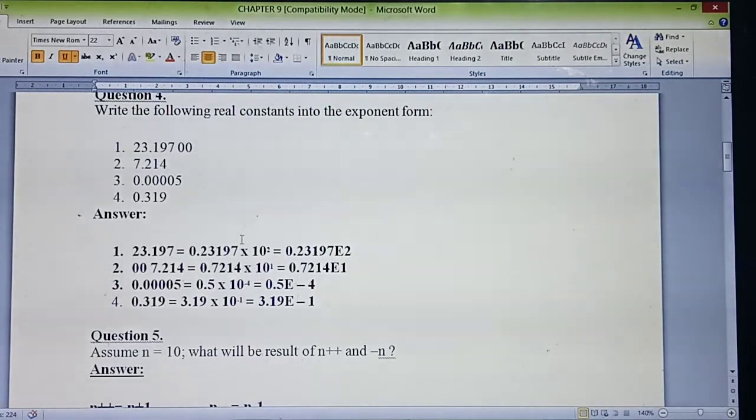Whichever number you are writing in the powers of 10, you should write that number with E. 10 square means E2. 10 power 1 means E1. 10 to the power minus 4 means E minus 4. 10 to the power minus 1 means E minus 1. Understand?